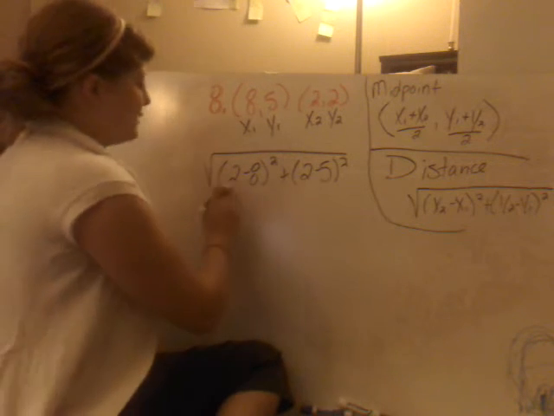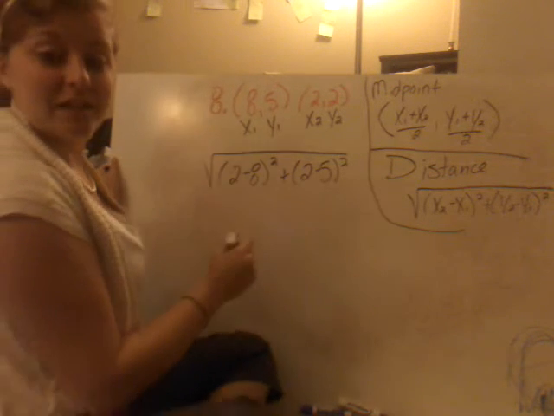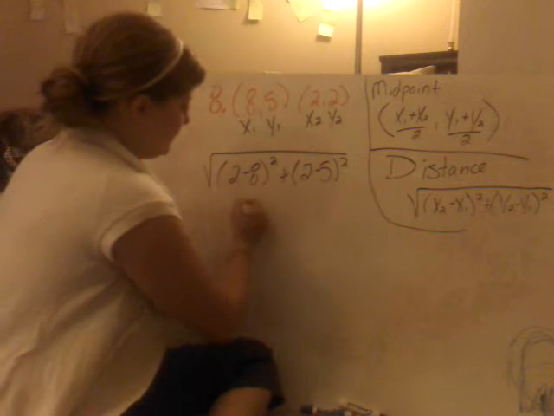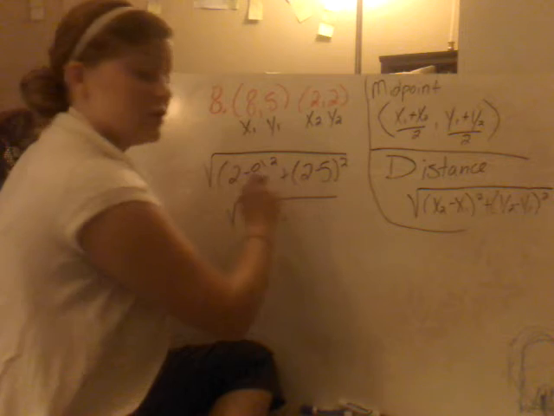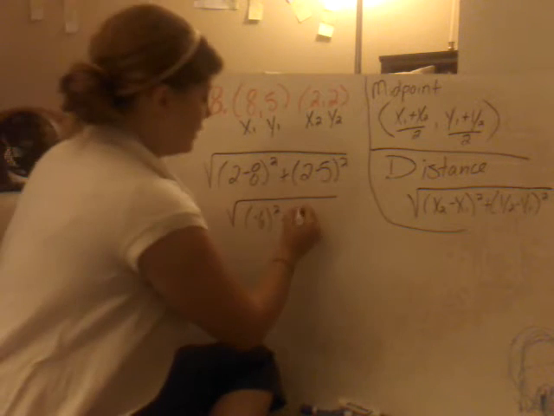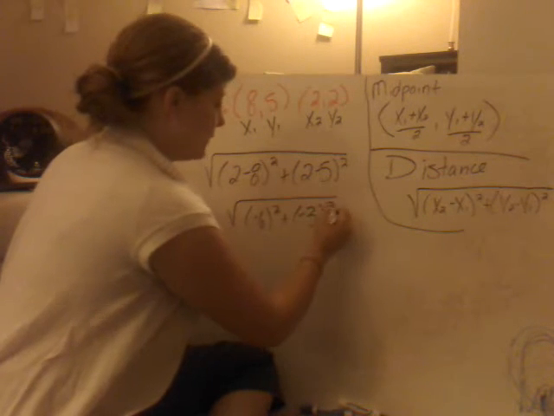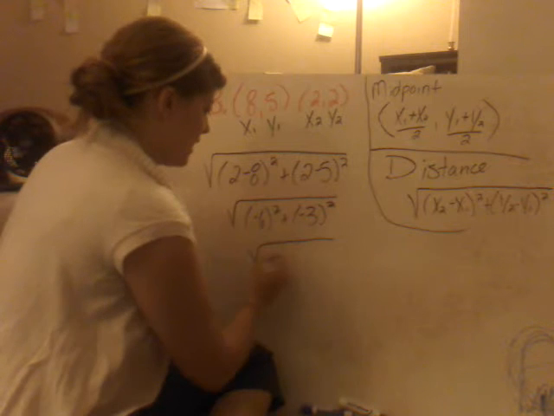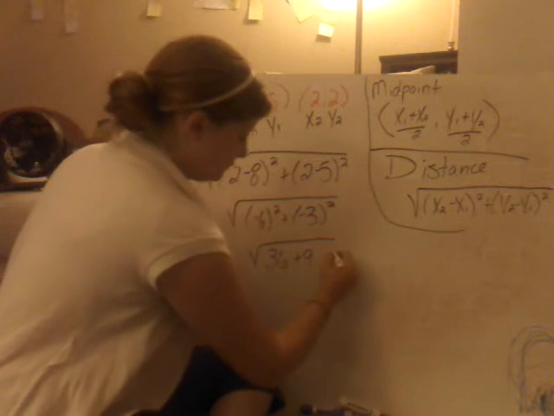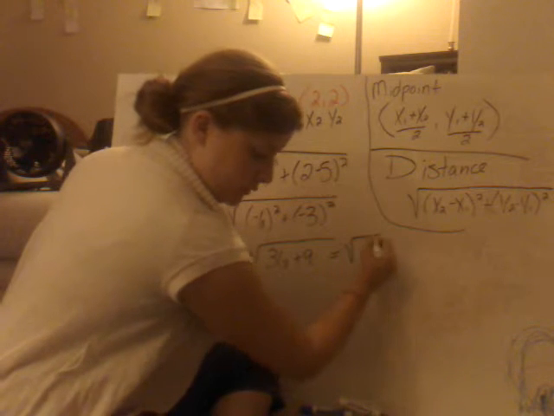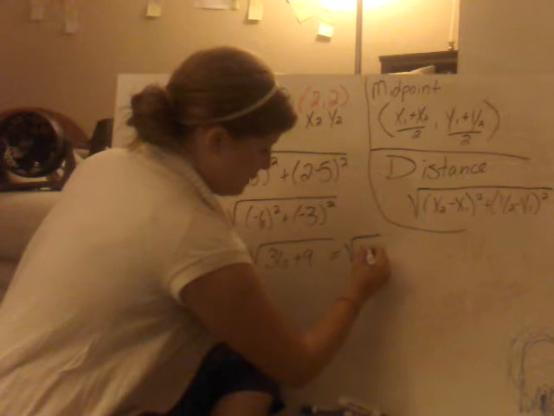Okay. 2 minus 8 is negative 6. So we have negative 6 squared plus 2 minus 5 is negative 3. Negative 3 squared. A negative times a negative is a positive. So we've got 36 plus 9, which is equal to the square root of 45.